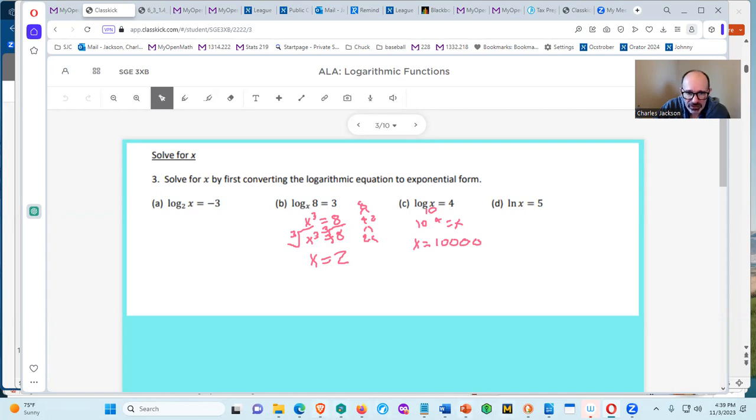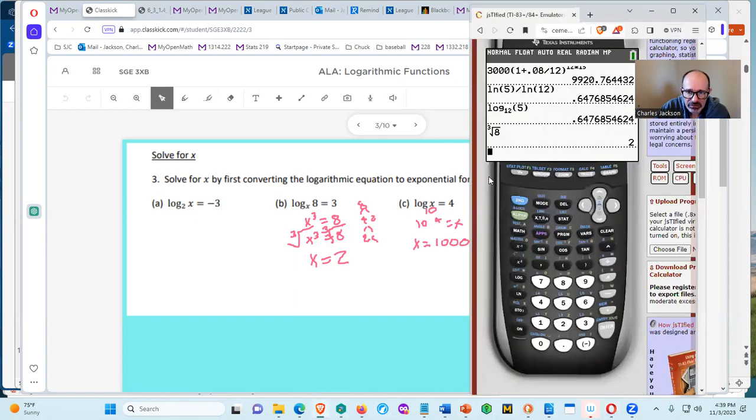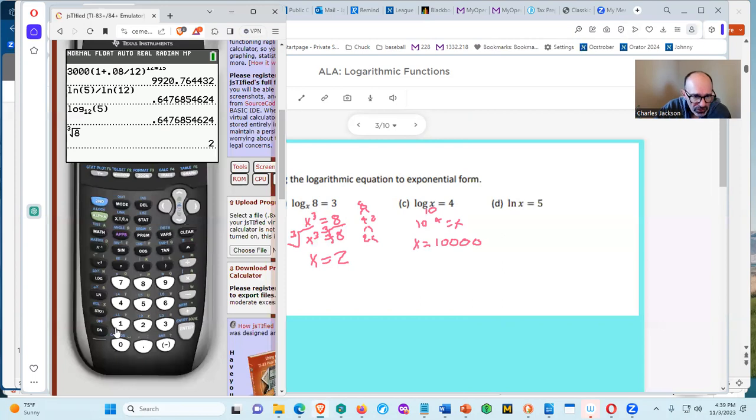You can check them too, right? If you want to check that answer, you could say, well, let's see, log x equals 4, log 10,000, and it's 4. So yeah.